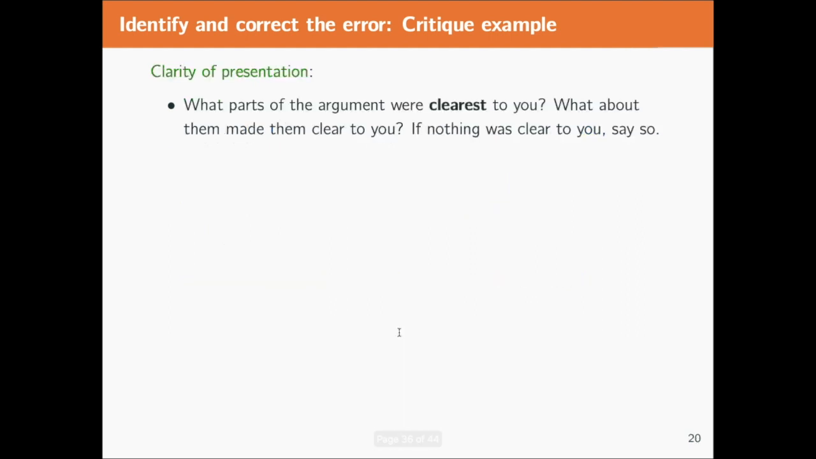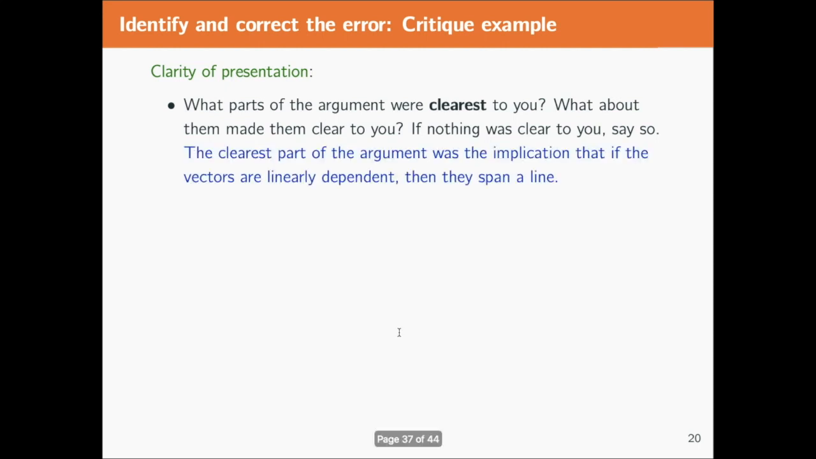Moving on to clarity of the presentation, we have to answer the question about what was clearest to us. A sample response could be that the clearest part of the argument was the implication that if the vectors are linearly dependent, then they span a line. Although this was lacking in more detail, the statement itself was clear.